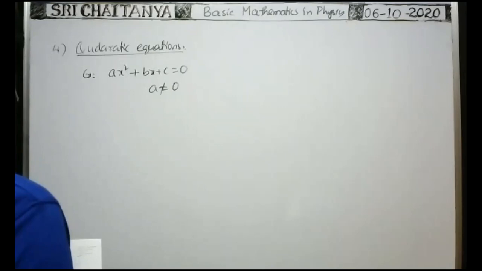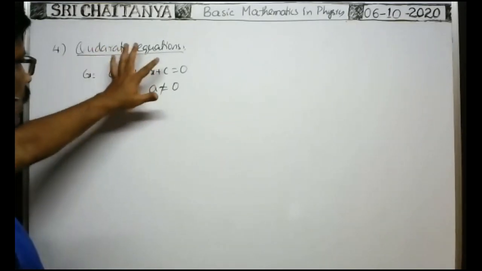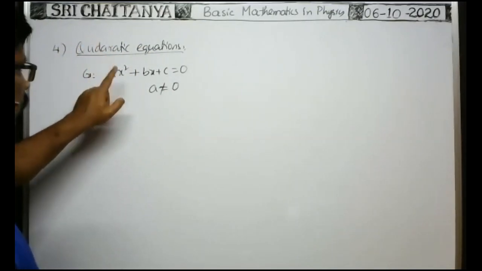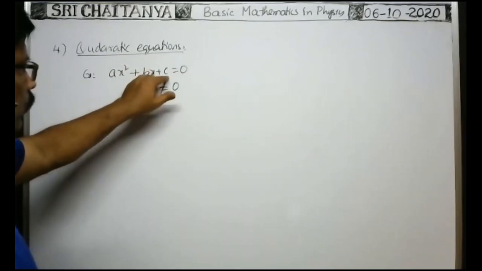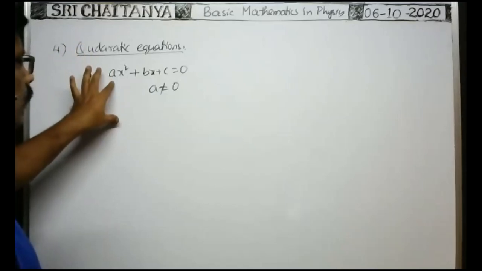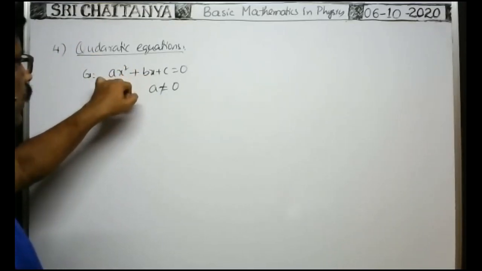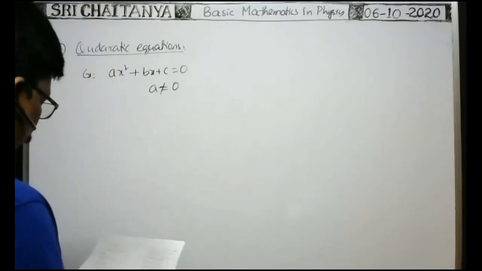So in this case, for which values of x will this equation be satisfied? That is, when we substitute that x value into this quadratic equation and we get 0, that value satisfies this equation. The values of x for which this equation is satisfied are called roots of this quadratic equation.